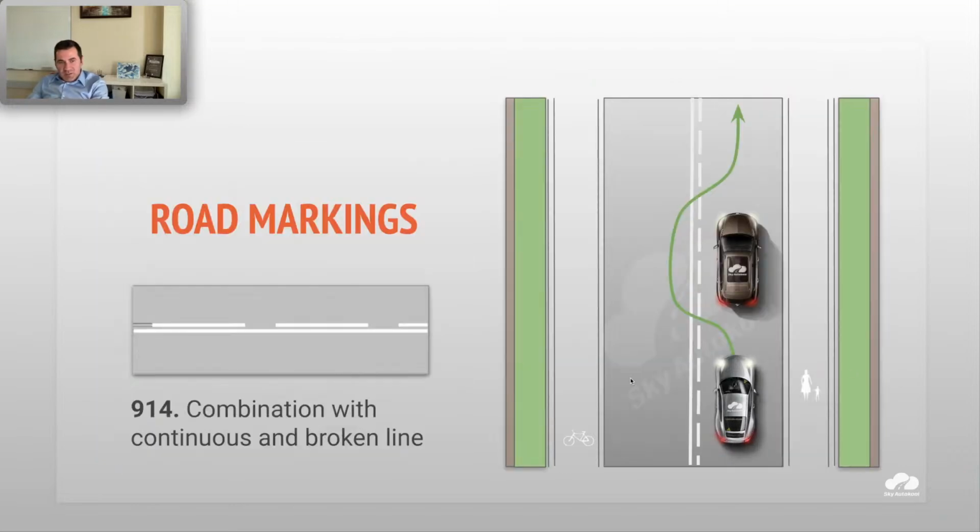And you can also see in some places the combination of the continuous and the broken line. That means that you can cross it only from one direction, from the direction of this broken line. So from that side, as it's shown here, you can cross that, but from our side you cannot.